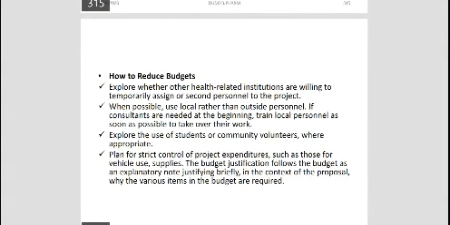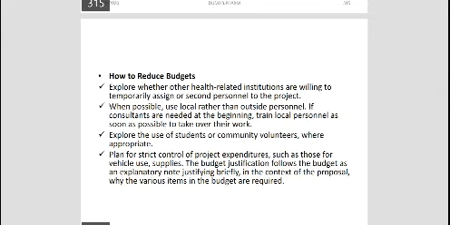How to reduce the budget. Lesson: how to reduce a research budget. In reducing a research budget, explore whether other health-related institutions are willing to temporarily assign or second personnel to the project. When possible, use local rather than outside personnel. If consultants are needed at the beginning, train local personnel as soon as possible to take over their work.